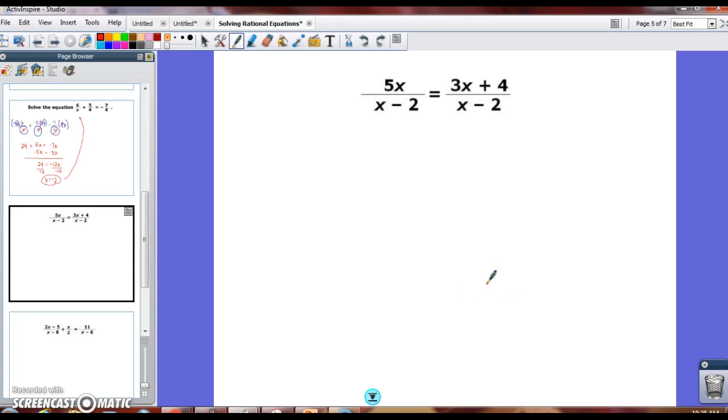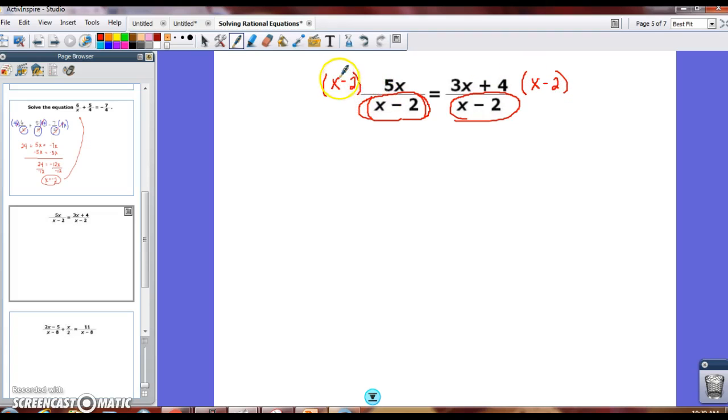Sometimes our equations have more than one term in a single denominator. For example, these have binomials in the denominator. You are going to treat this as a single term. Notice that this is 1 and this is 1, but they're the same in both. So my common denominator here is just x minus 2. I'm going to multiply this by x minus 2, and I'm going to multiply this by x minus 2.